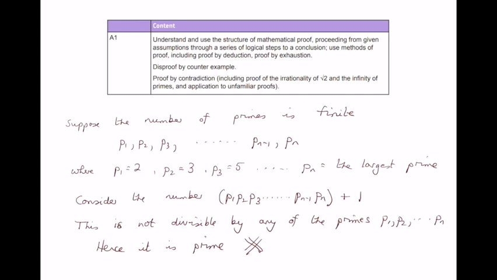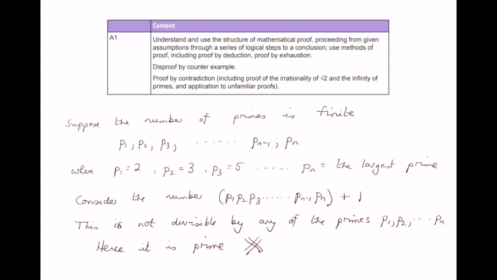let's just look again at the extract from the specification. It specifically stated proof by contradiction, including proof of the irrationality of root 2, which we've done, and proof of the infinity of primes. And I attach below that the proof that the number of primes is infinite.